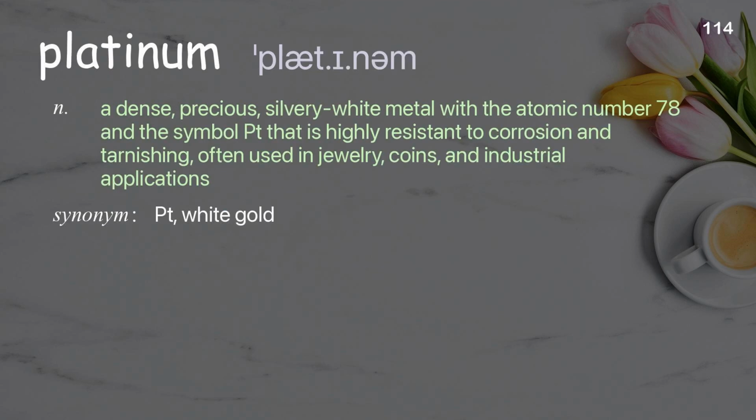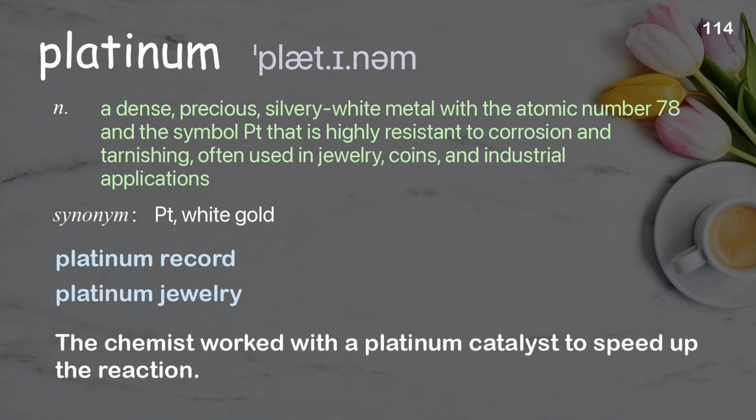Platinum. A dense, precious, silvery white metal with the atomic number 78 and the symbol Pt that is highly resistant to corrosion and tarnishing, often used in jewelry, coins, and industrial applications. Examples: Platinum record. Platinum jewelry. The chemist worked with a platinum catalyst to speed up the reaction.